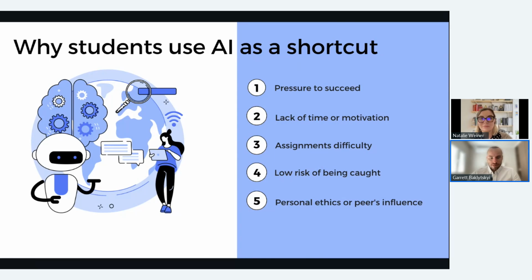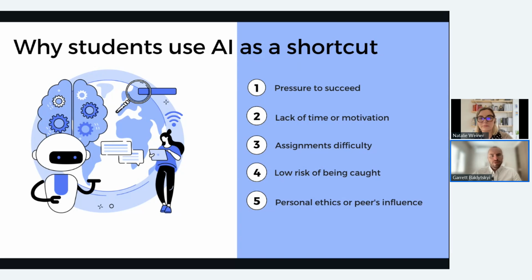Why do students try to use these shortcuts? The reasons are still the same for plagiarism and for AI generators. Students may experience pressure to succeed from parents or from other people who expect them to have higher grades. It can be lack of time or motivation, which I believe everyone in this room experienced at least once in our lives. It can be assignment difficulty that does not correspond to student skills, or it can be low risk of being caught. When a student knows that the value of using a shortcut is much more beneficial than the potential consequences of being caught. And it also can be peers' influence.